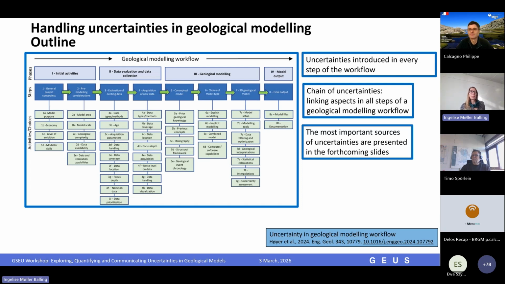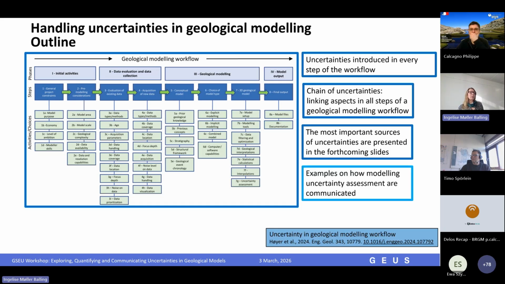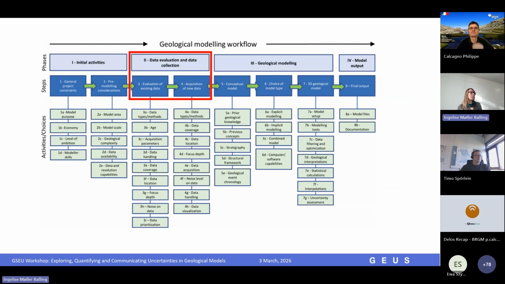To outline my presentation, the most important sources of uncertainties are presented in the forthcoming slides, and I'll show you some examples of how the geological model uncertainty assessment can be communicated. First, we will look at the data evaluation and data collection phase, with focus on sources of uncertainty and limitations related to the modeling.